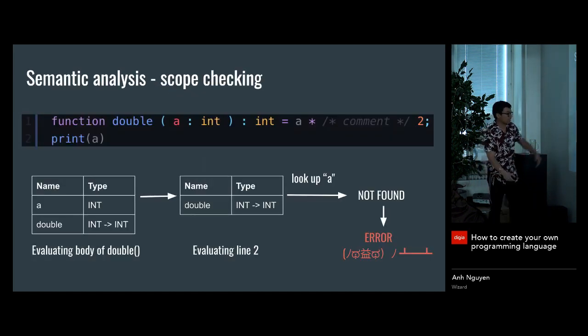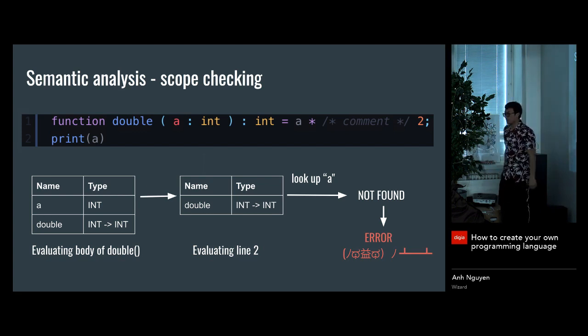As you see in the table here, when you enter a scope of a variable, you do it in an imperative way. You use a hash table, which is mutable. Then when you are evaluating the body of the double function, you add the variable into the hash table. And when you exit the body of the function double, you have to remove the variable A from the table.